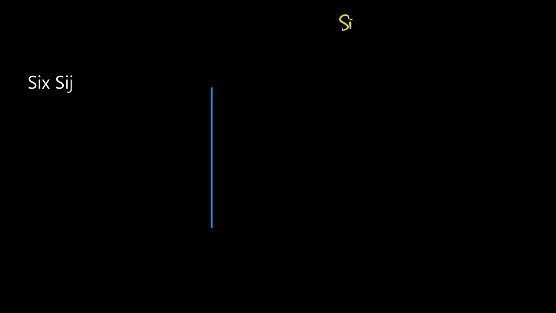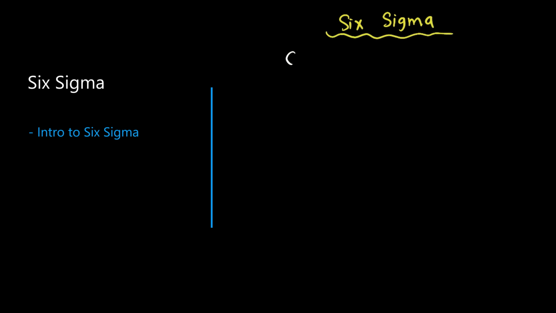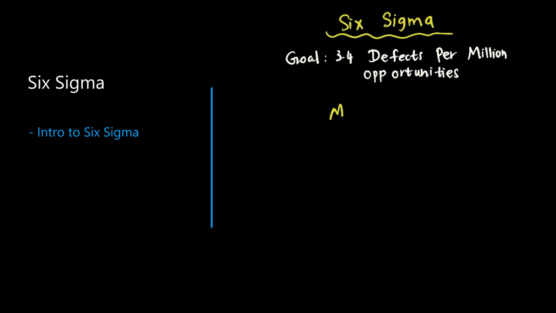This relentless drive to improve process capability and reduce variation is the core of Six Sigma. Six Sigma is a business management strategy that uses data and statistical analysis to improve performance and eliminate defects. The name Six Sigma refers to a statistical level of quality so high that it allows for only 3.4 defects per million opportunities. It's about achieving near perfection.